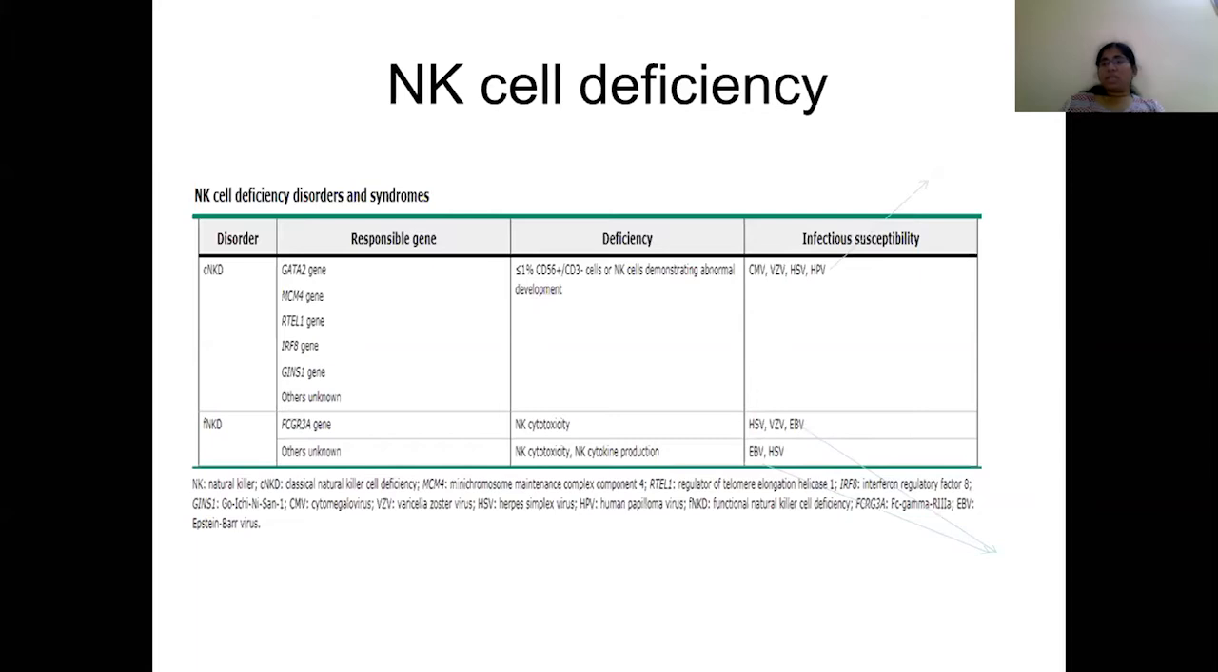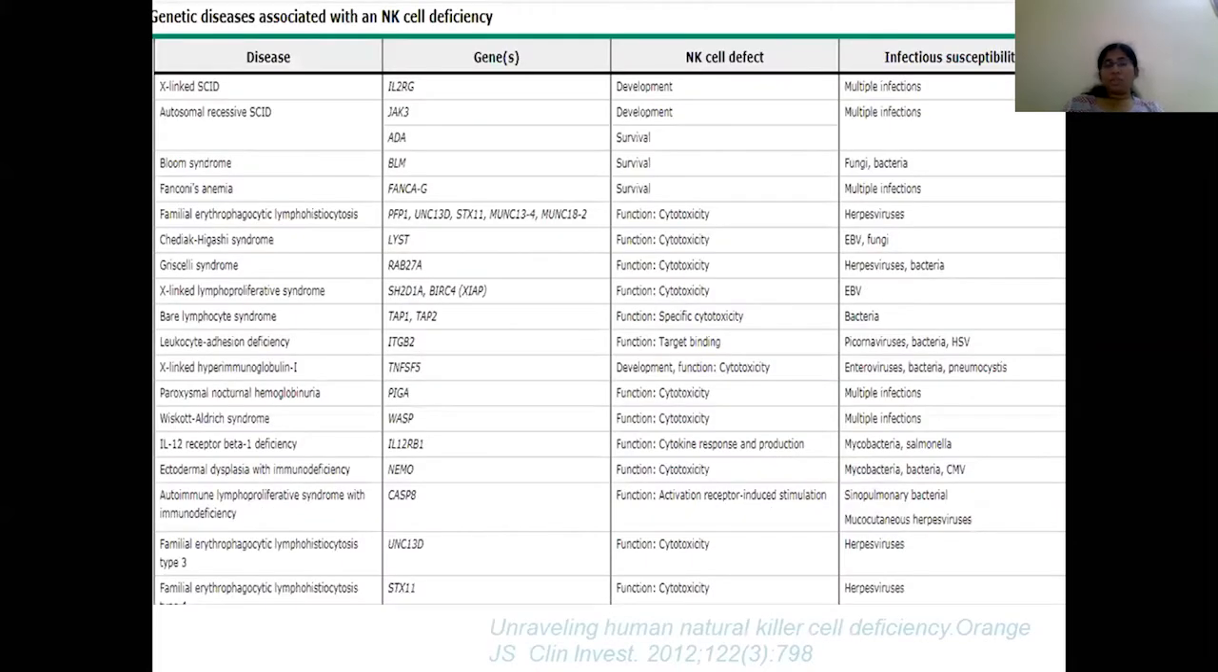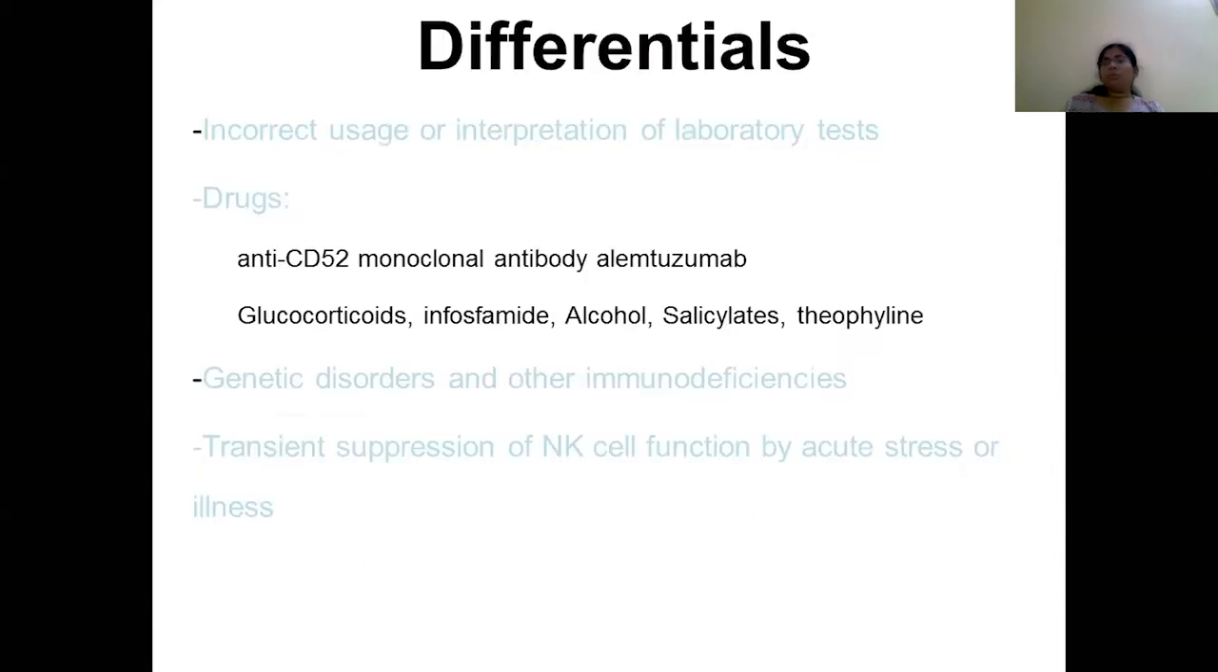Now, NK cell deficiency can be a functional deficiency, or it can be because of absolute decrease in the NK cell maturation. And these are the various disorders in which NK cell is found to be defective. Now, the most important thing you have to understand is that before you quantify NK cells and diagnose NK cell deficiency, you should definitely know the other factors which lead on to erroneous decrease in NK cells. That is, you have various drugs like alemtuzumab, glucocorticoids, alcohol, salicylates, theophylline, various other genetic disorders, and transient suppression of NK cell function by acute stress or illness.